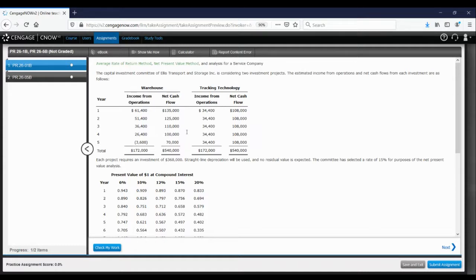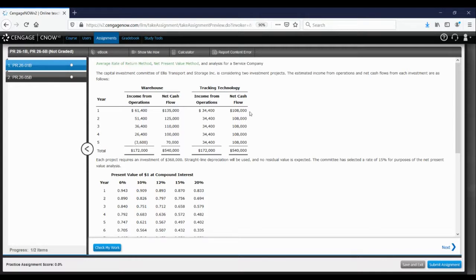One thing I'd like to point out to you is that when you're looking at the net cash flow for the warehouse company, you can see it's not the same every single year. And so what that tells me is that if we are to apply present value analysis to this asset, we would have to use the present value of a dollar table. And that table is given to you down here.